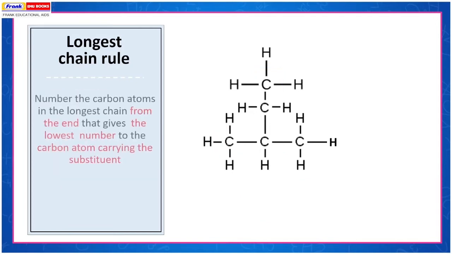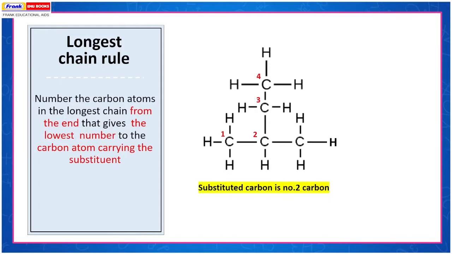Number the carbon atoms in the longest chain from the end that gives the lowest number to the carbon atom carrying the substituent. The substituted carbon in the given diagram is number 2 carbon. Here, the naming starts from the carbon on the left-hand side and proceeds upward, which gives the second position to the branched CH3 group. Hence, the substituted carbon is number 2 carbon.